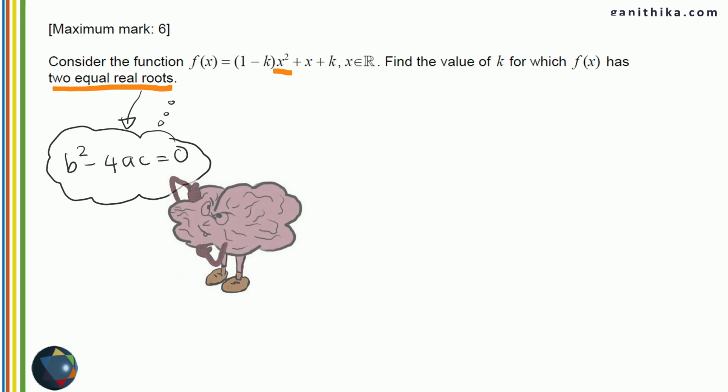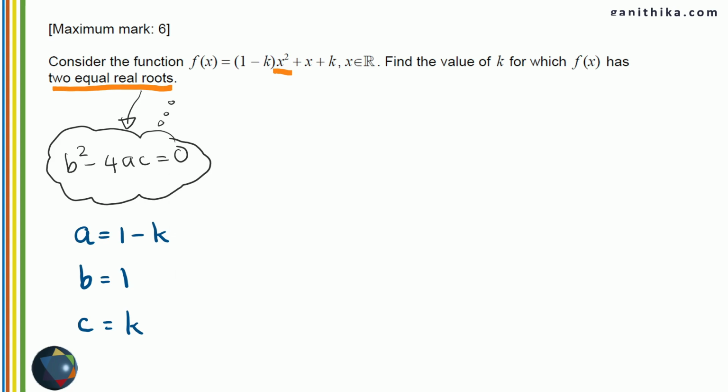So you should know that we are going to use the discriminant here, b square minus 4ac. For 2 equal roots, it should be equal to 0. So this is what you need to understand at this point. And now we will continue with substituting the values for a, b and c from the function into the discriminant b square minus 4ac here.